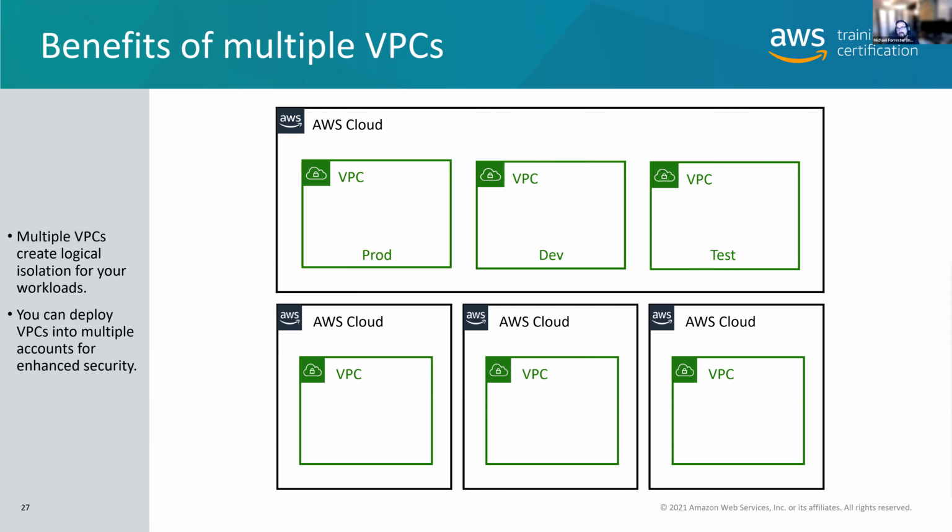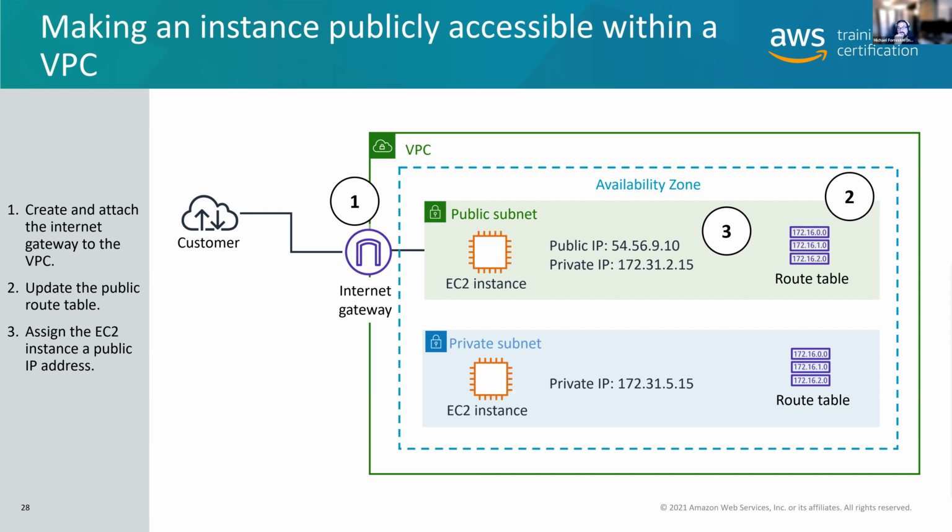Now, if you want to make an instance publicly accessible within a VPC, I mentioned this before, you have to basically use a public subnet, and you have to give it an IP address. So, update the route table, make sure the internet gateway is attached, make sure the route table points towards the internet gateway, and then make sure you assign the EC2 instance a public IP address.